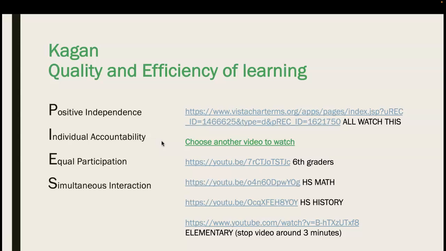For the elementary video, it was a super long video. And so you're going to want to stop the video at around 3 minutes. Once you've seen the strategy at work, you can stop the video. So that would go for any of these. Once you've seen the strategy, you don't have to watch the rest. The other ones are pretty short. So go ahead and head on over, watch, and also discuss.